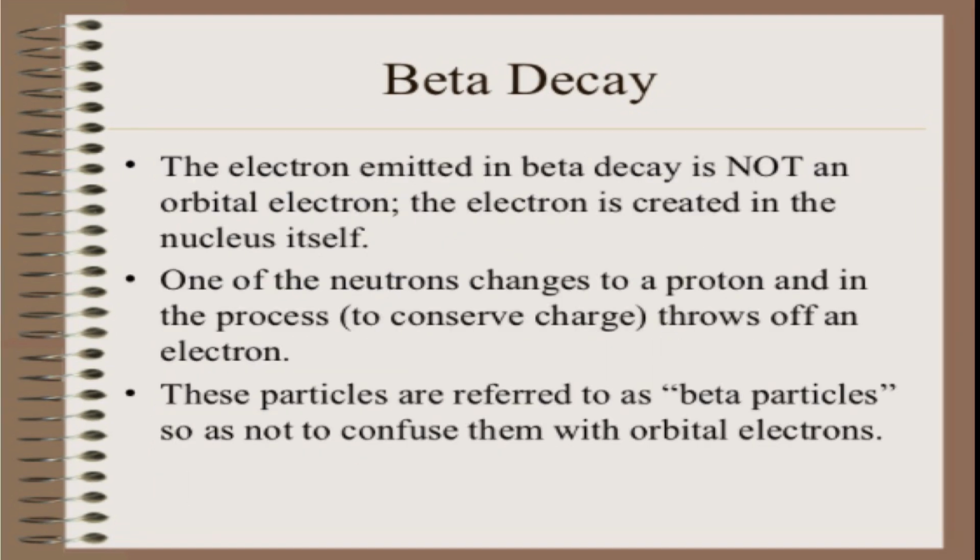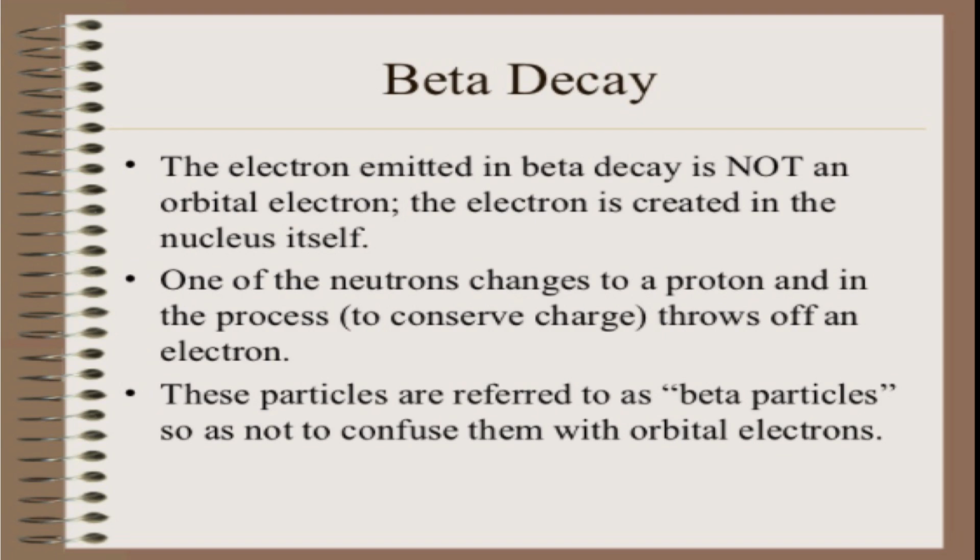The electron emitted in beta decay is not an orbital electron. The electron is created in the nucleus itself. As I said, the new electron is created inside the nucleus. How is it created inside the nucleus? One of the neutrons is converted to a proton, and to maintain the same charge, an electron is created. One of the neutrons changes into a proton, and in the process throws off an electron.